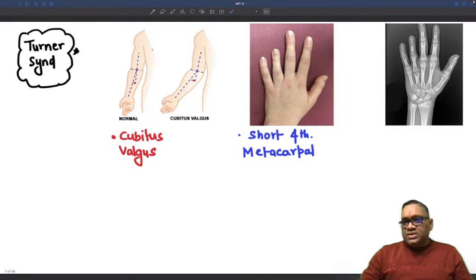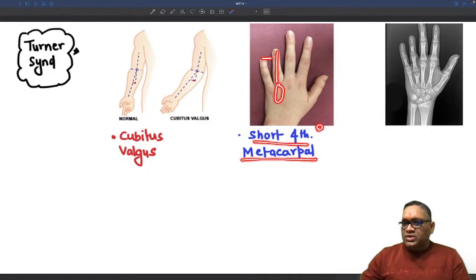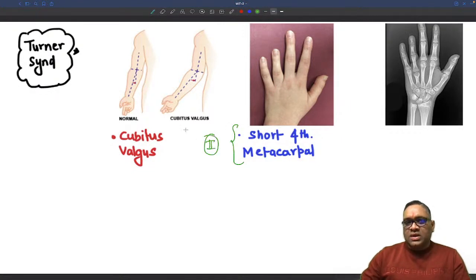Second important thing: normally the arm position will be like this, but in Turner syndrome the arms will be away from the body, an angle will be formed, and this is called cubitus valgus. And then you will see the hand. When you are talking to the patient, you can also observe a short fourth metacarpal, which you can appreciate on x-ray examination. That is why this finger is equal to the little finger. Short fourth metacarpal was asked in the DNB exam also. Short fourth metacarpal is seen in which disorder? Turner syndrome. So cubitus valgus and short fourth metacarpal; you can see here the bone is smaller.